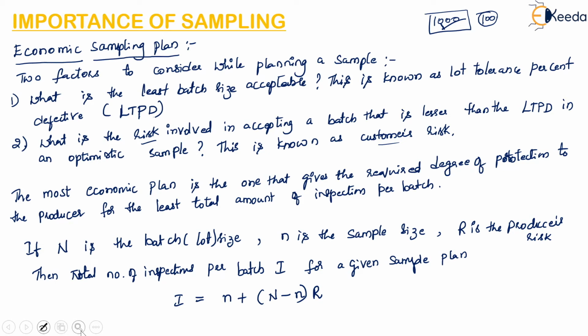So it is seen that I is a function of batch size and R is a function of sample size. So if I is plotted against sample size for a given batch size, a curve will be obtained, and this gives the most economic sample size for a given batch size.